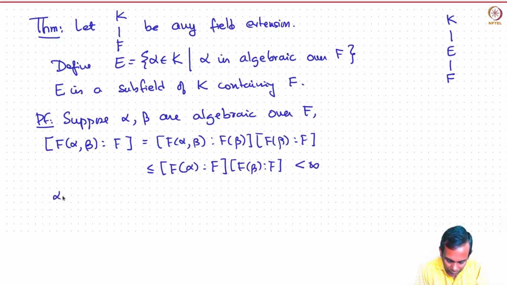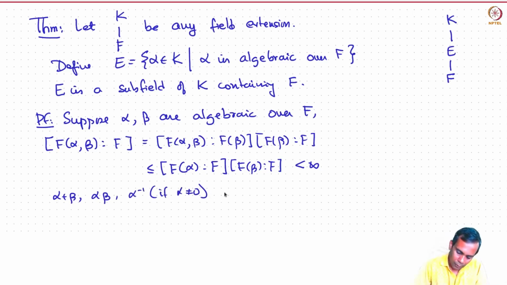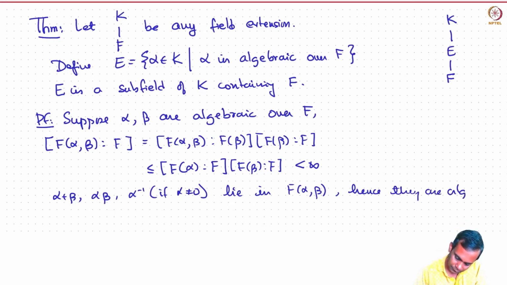Now if you take alpha plus beta, alpha beta, and alpha inverse, at least if alpha is not equal to 0, all lie in F(alpha, beta), which is a finite extension of F. Hence, they are algebraic. And so the sum, product, and inverse of algebraic numbers is algebraic, so they form a subfield.